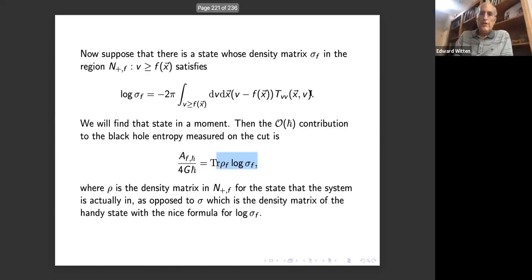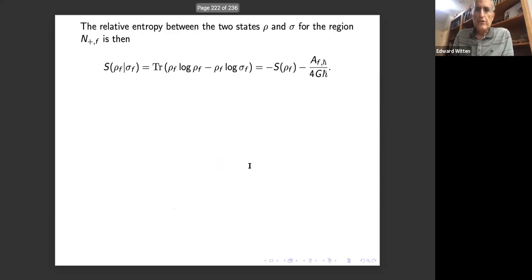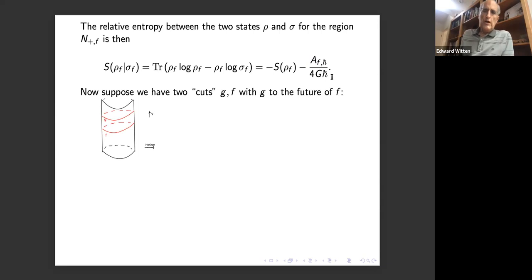So if we do have a state with this density matrix, then the order H bar correction to the black hole entropy on the cut is this one. And the right hand side is what we had in the inequality we had before. So given such a state, if sigma has that property, then the relative entropy between rho and sigma on any cut is minus the entropy of rho minus this thing, the order H bar correction to the area on the cut at F. And now suppose we have two cuts, G and F, with G to the future of F.